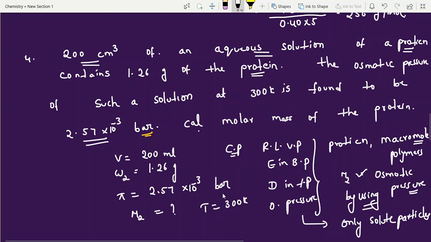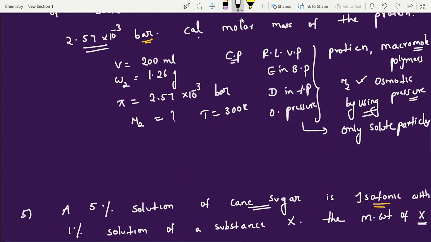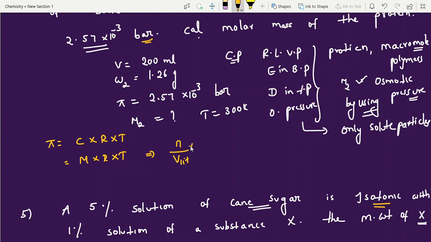Now, what is the related formula, students? In the previous video we discussed pi equal to C into R into T. What is C here? C is molarity. So the number of moles of solute present in 1 liter of solution, which concentration term are we using? Molarity. Molarity, how to write, students? Expand: number of moles of solute by volume in liter, into R into T.